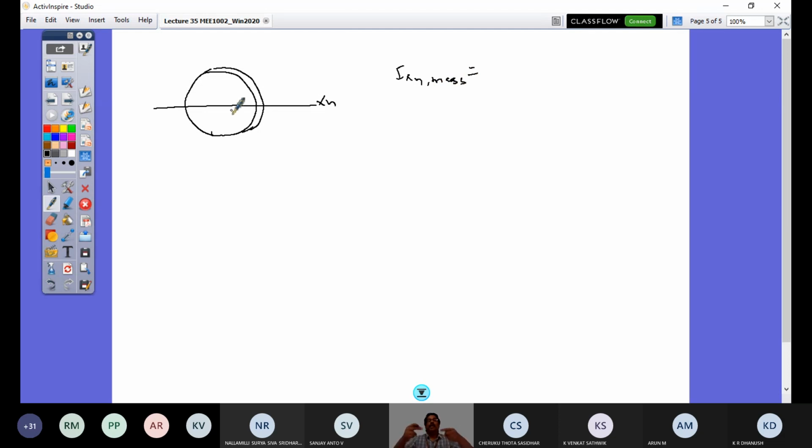If this plate rotates about XG, about its horizontal diameter, what is its mass moment of inertia? That would be rho times T times the area moment of inertia about this. What is the area moment of inertia? Pi r power 4 by 4, right? So now I can rewrite this as mass times the quantity, and that quantity is the radius of gyration square, mk square. So we have seen that I is equal to mk square.